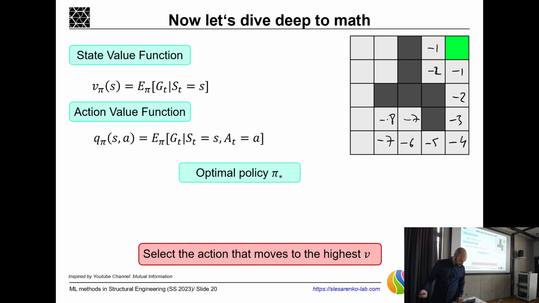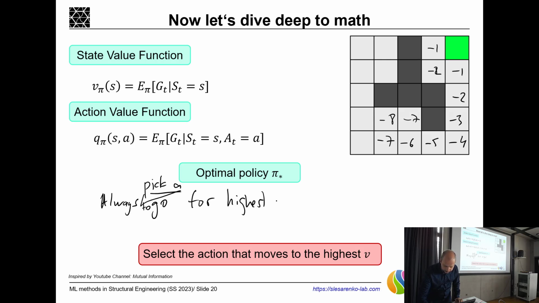So in this case, the optimal policy would always be to pick the action A that goes for the highest value allowed for this particular state. So it's usually written that your action, let's say the action taken, would be argmax over all possible actions in S for this policy.